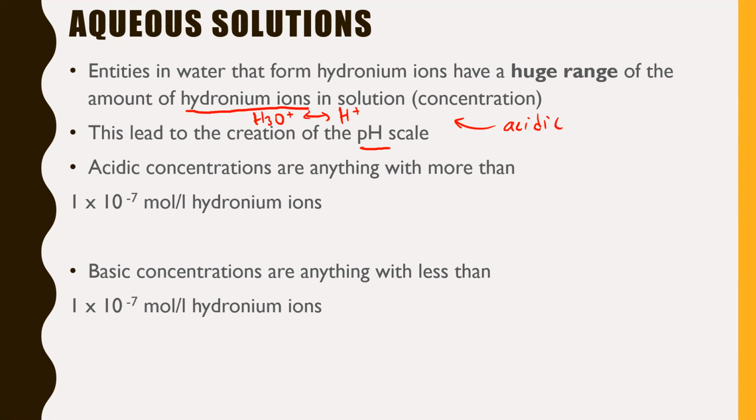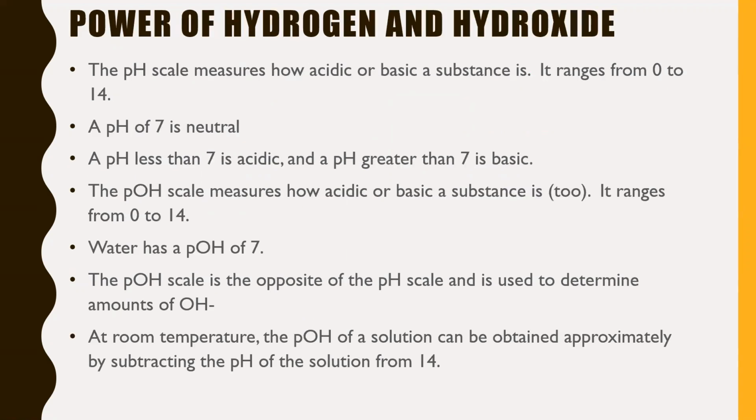The more concentration you have of hydronium ions, the more acidic something is. Acidic concentrations are just anything that has more than 1 times 10 to the negative 7 moles per liter of hydronium ions. On the other hand, basic solutions are anything with less than 1 times 10 to the negative 7 moles per liter of hydronium ions. So again, these hydronium ions, these H3O positive ions, or in other words, these H positive ions, they're the ones that actually dictate how acidic something is.